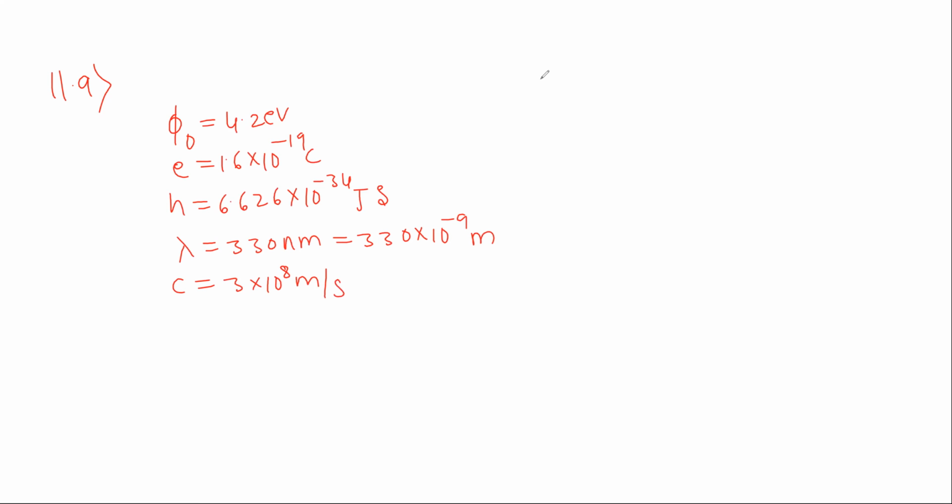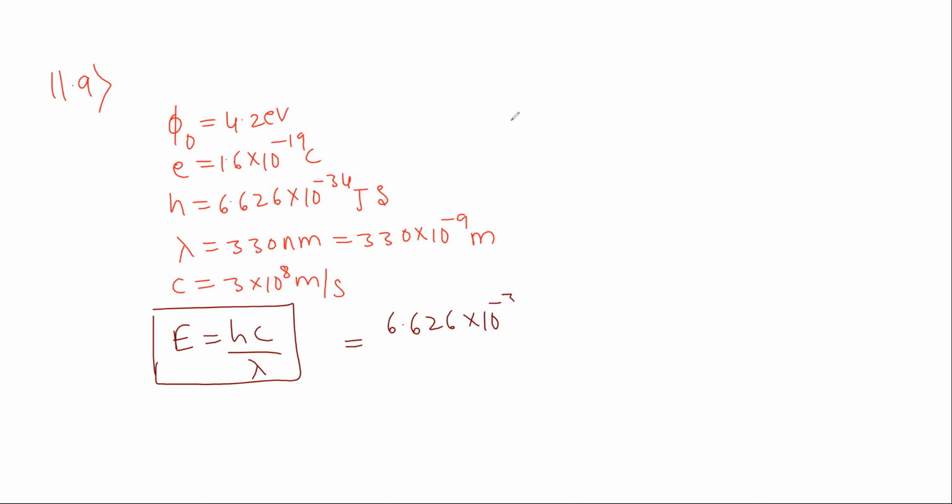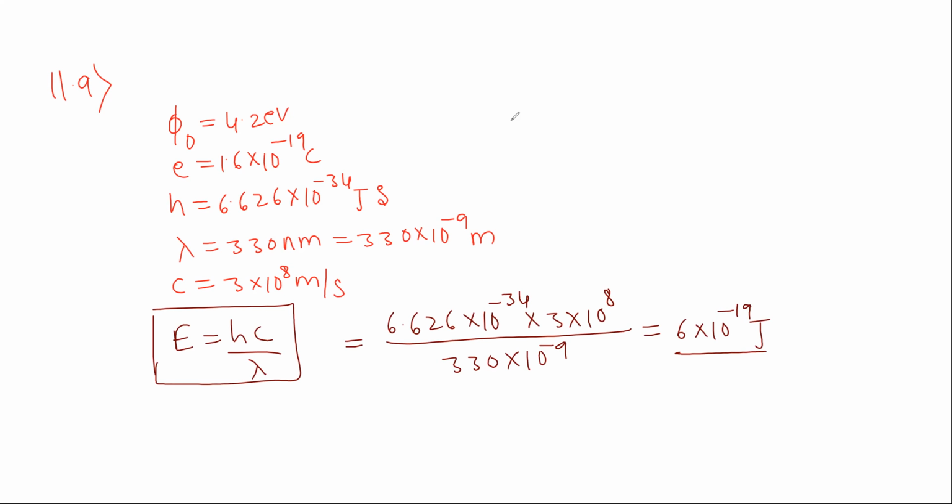Energy of the incident photon is given by the formula E is equal to hc divided by lambda. So substitute the values: 6.626 into 10 to the power of minus 34 into 3 into 10 to the power of 8 divided by 330 into 10 to the power of minus 9. Simplifying, we get 6 into 10 to the power of minus 19 joules. To convert to electron volt, divide by 1.6 into 10 to the power of minus 19, which gives 3.76 electron volt. So it can be observed that the energy of the incident radiation is less than the work function of the metal, hence no photoelectric emission will take place. That is the answer.